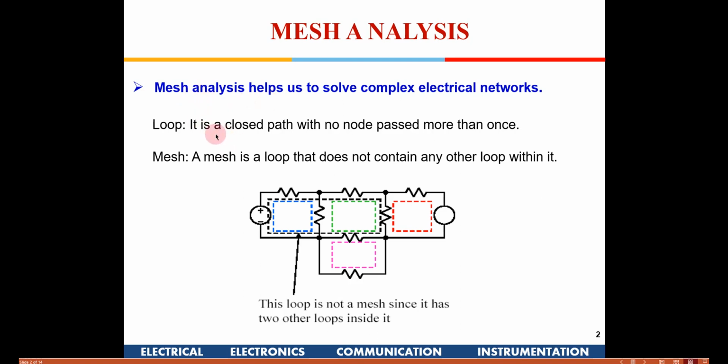See, we studied what a loop is in the last class. It is a closed path with no node passed more than once, right? A mesh is a loop that does not contain any other loop within it.